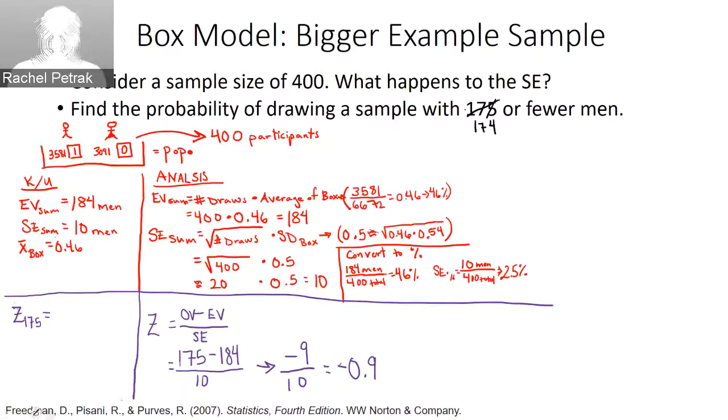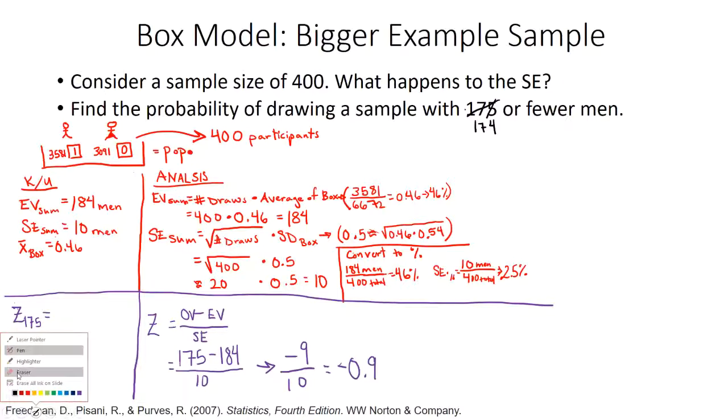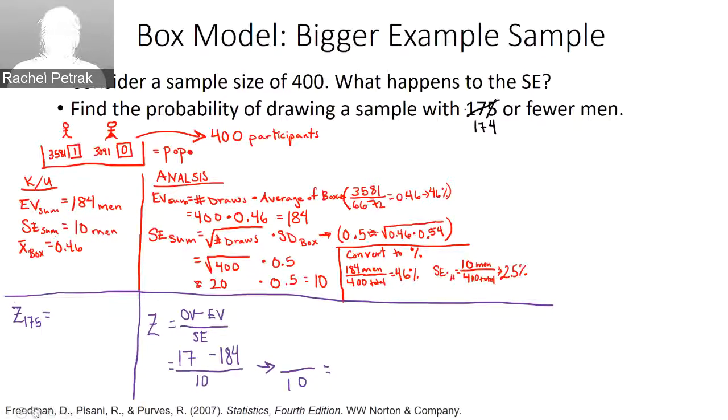Why do I want to make this 174? Does anybody have an idea of why that's going to be more convenient mathematically for us? Because then it will become -1, exactly. And if it's -1, then that's one standard unit. We already know the proportion of the population that's at one standard deviation above and below the mean, right? And so this makes it a lot easier.